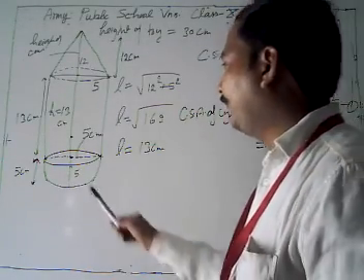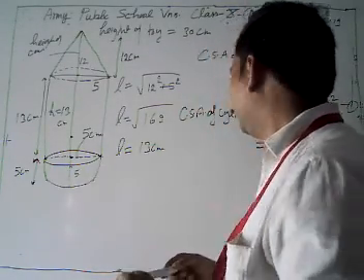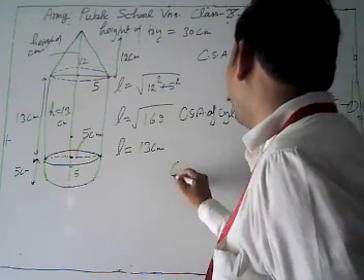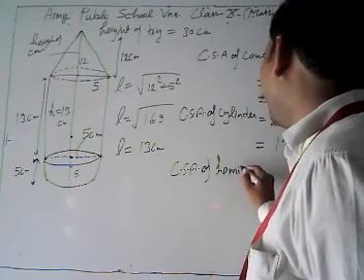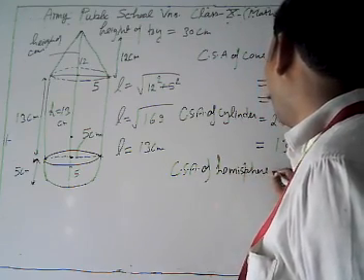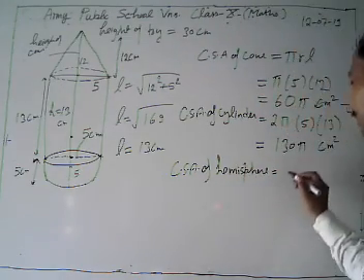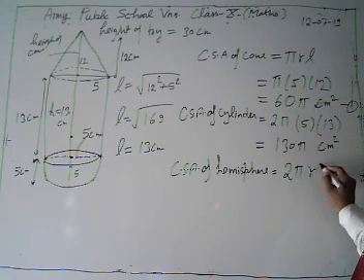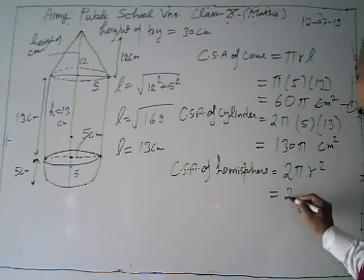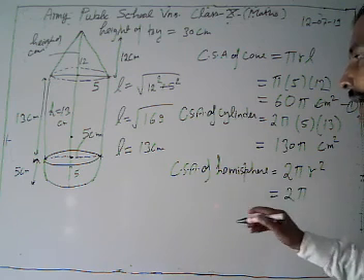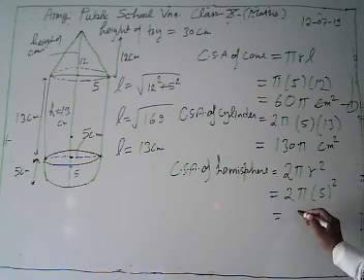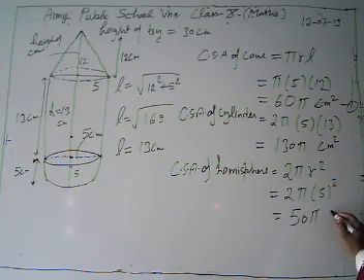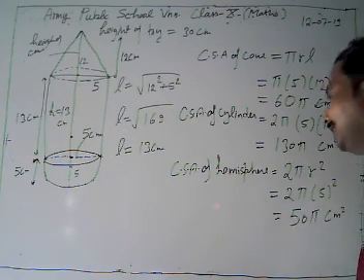Now we have to find out the CSA of this hemisphere. What is the curved surface area of a hemisphere? It's 2 pi r square. Now 2, as usual take the pi, r is 5 square, then we have 25 times 2, 50 pi centimeter square. Now we get the CSA of the hemisphere.